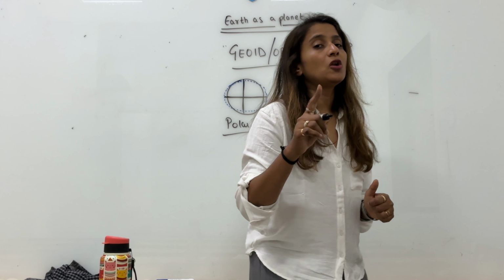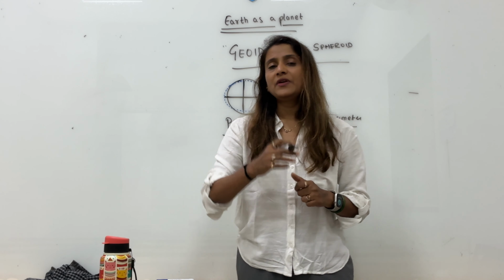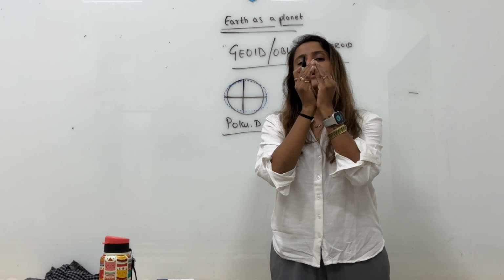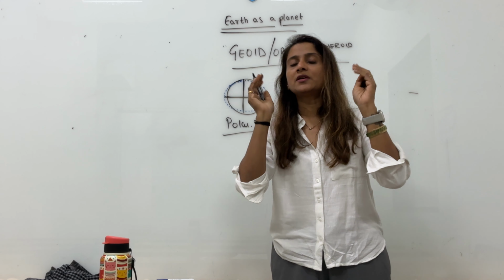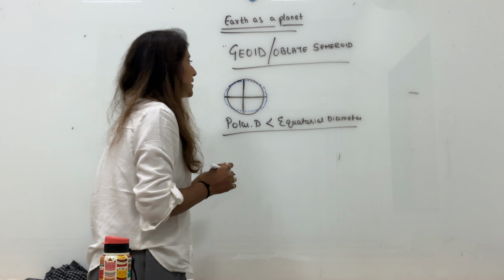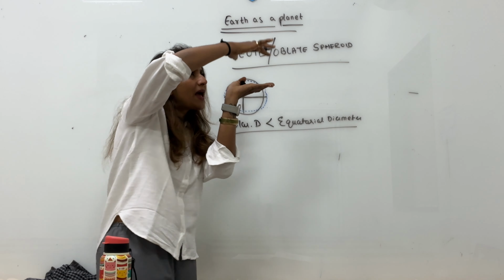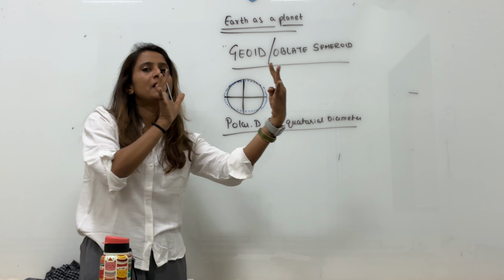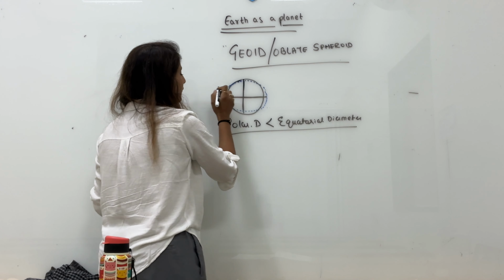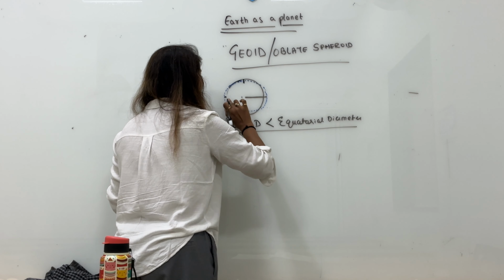Any spherical object should have the same diameter from anywhere. But we noticed that the distance between two poles is less as compared to the distance between the two ends of the equator. So, earth is not exactly flat. Earth is not exactly spherical. It is flattened at the top and bulging at the equator.